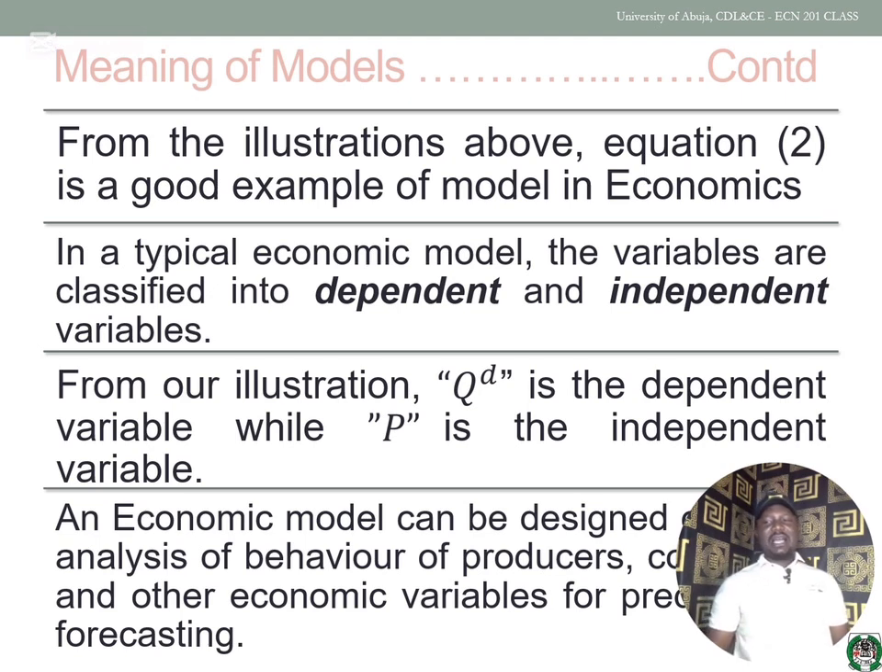QD and P are the two major variables. So, the quantity demanded was represented by QD, while price was represented by what? P. One of them is a dependent variable, while the other is an independent variable.